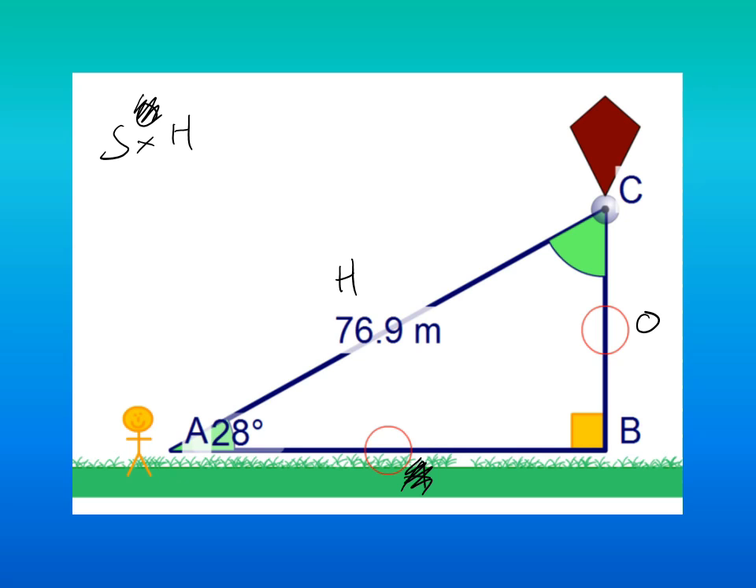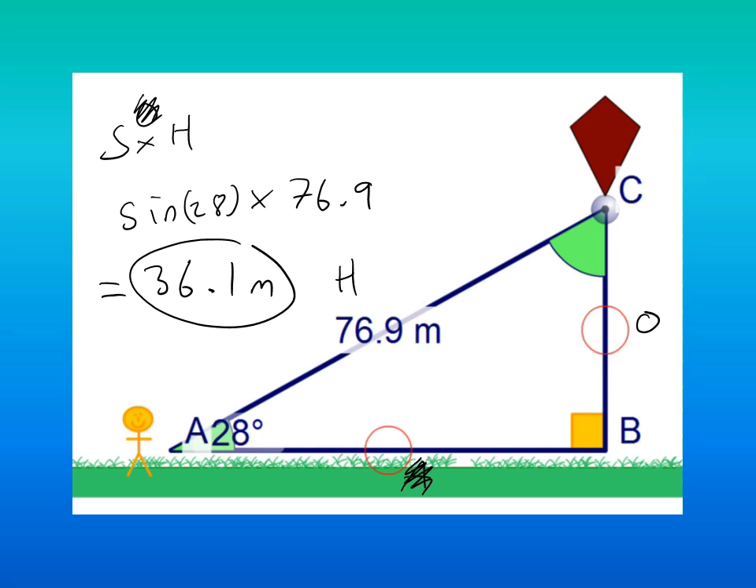That leaves me with sine 28 times by the hypotenuse, which is 76.9. Put that into your calculator and you get 36.1 meters. 36.1 meters is how high up that kite is from the ground.